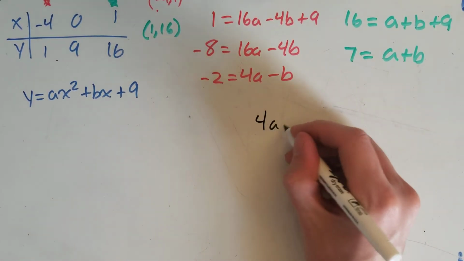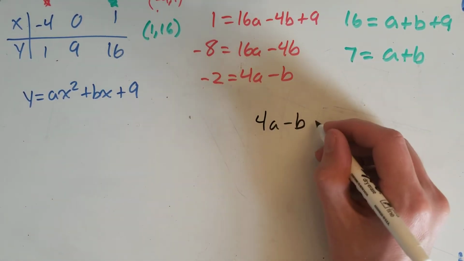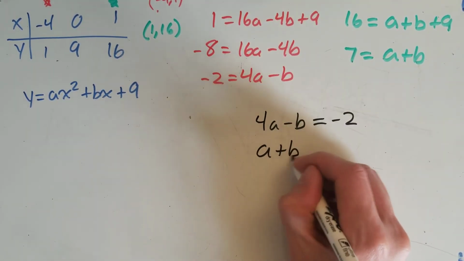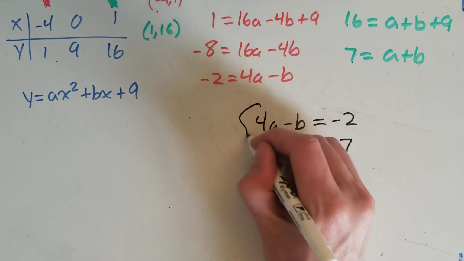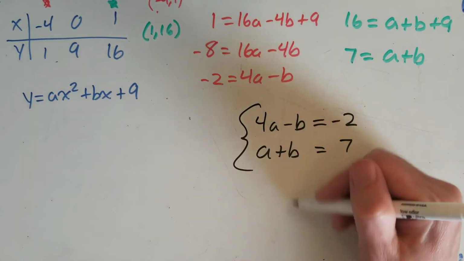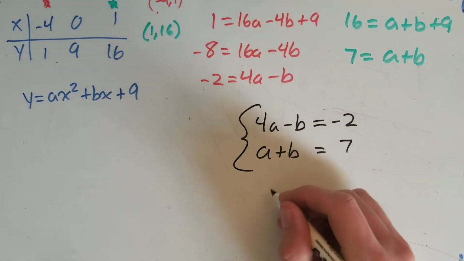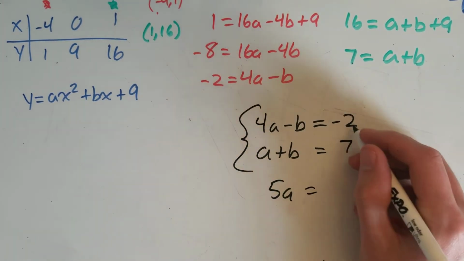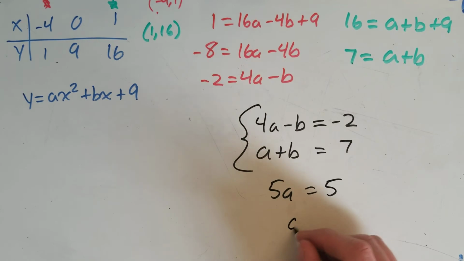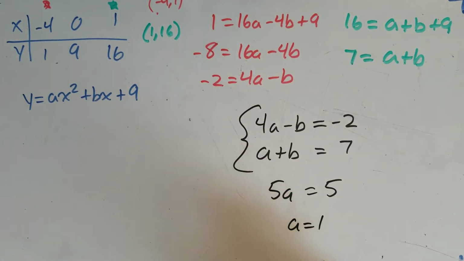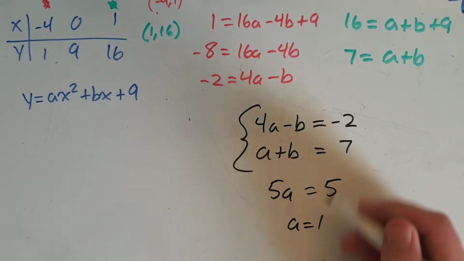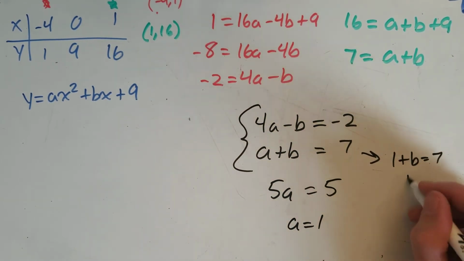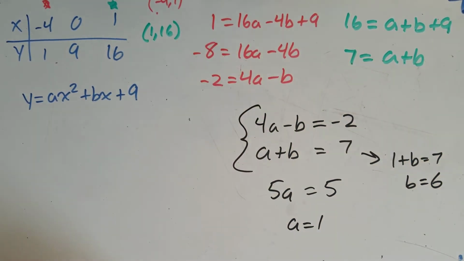So let's make this system. I'll rewrite it nice and neat. 4a minus b is equal to -2. A plus b is equal to 7. This is a system. We can use elimination, add the equations together. You get 5a, -b plus b goes away. -2 plus 7 equals 5. So you get a is equal to 1. That's nice. And now you just need to find b. I would use this second equation. 1 plus b equals 7, so therefore b is equal to 6.